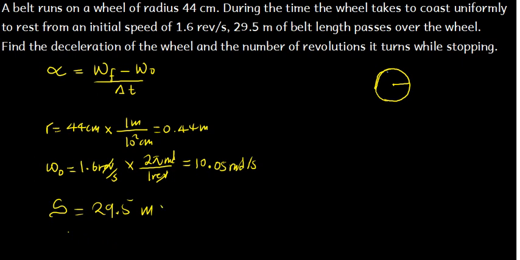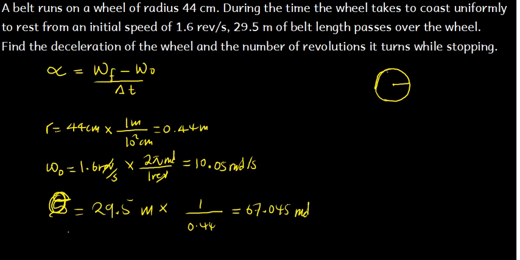So we're just going to multiply this by 1 divided by the radius. The radius is 0.44, and this would now be in terms of theta. It will no longer be linear distance, but angular distance when we divide by the radius. So 29.5 divided by 0.44, and that is going to be 67.045. This is in radians.